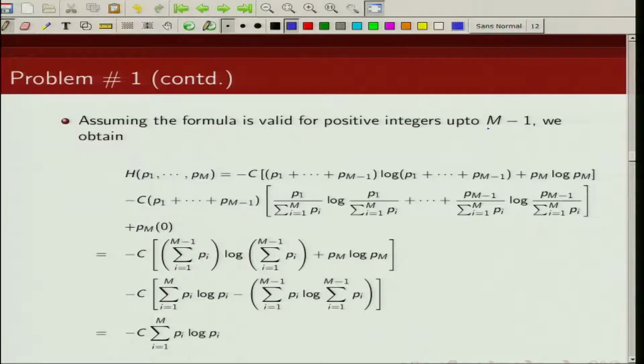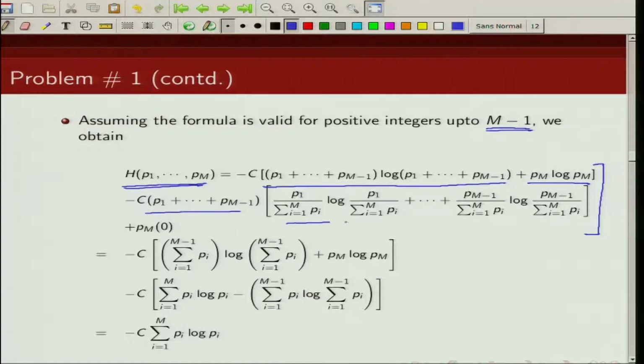Now assuming this holds true for some k up to m minus 1, we will try to see whether this holds for k equal to m. So this can be written as, now we are making use of the grouping axiom, and we can write this as minus C times this term plus this, minus C times this term plus this plus pm, and this h of 1 was 0.